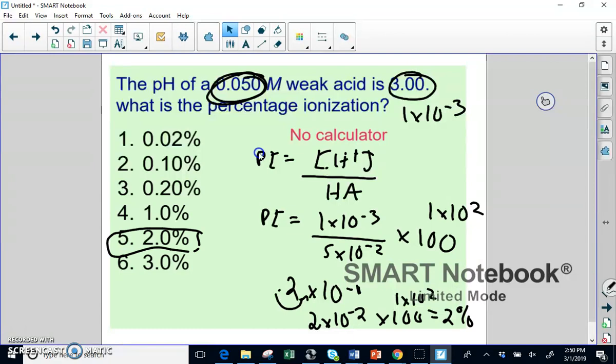So this here was the math I wanted you to see. If you have to move the decimal place to the right, you have to make the exponent one more negative.